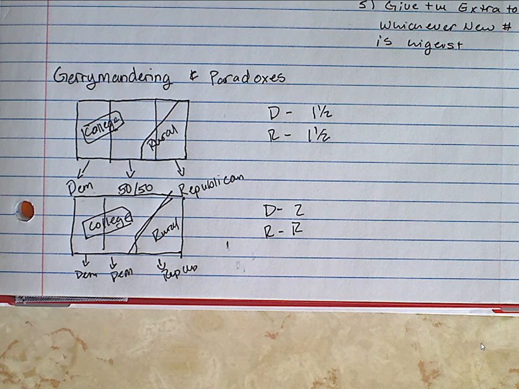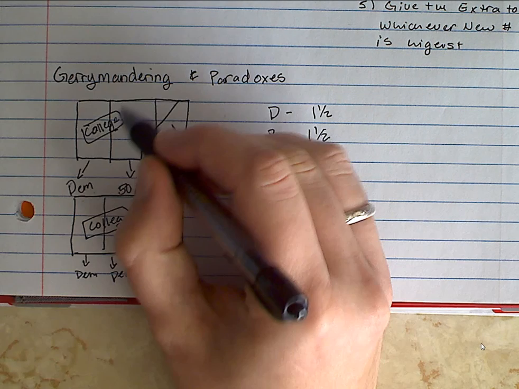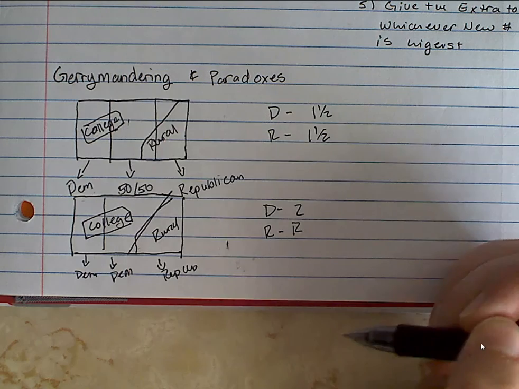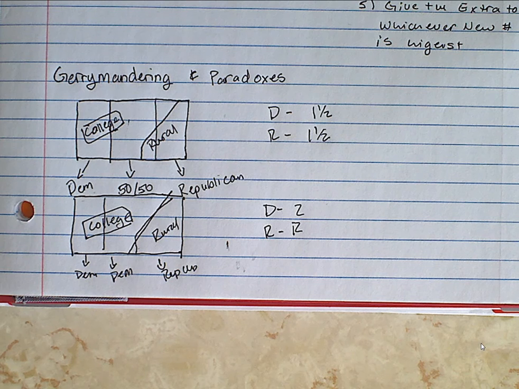I could do the same thing if I wanted to. I could draw the boundary line around the college and then split the rural district up so that the rural has more power. And then I would have two Republican districts and one Democratic district. This is called gerrymandering. This is redrawing boundary lines so that you have more power in one party than another. This happens all the time.